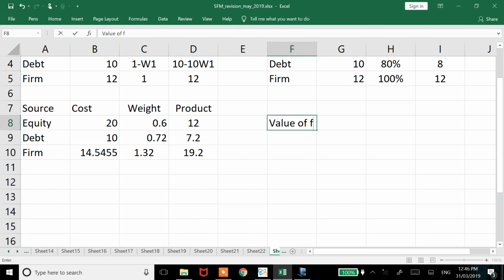And my value of firm now is 54. This will be the value of firm. Earlier we did 12 minus 9. Now we'll have to do 14.55 minus 9. This is because a wrong WACC was used. Now we have corrected the WACC. The value will undergo a change.